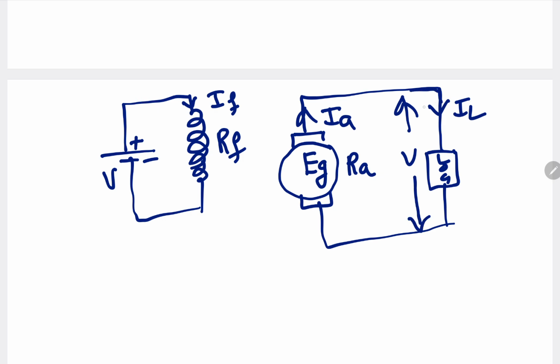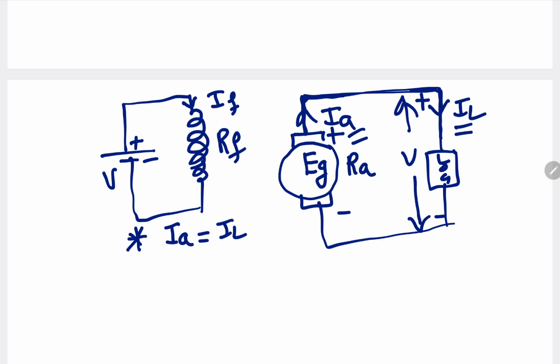As current is entering at the top, I am treating this as positive and this as negative. And current is leaving here, so I am treating this as positive and this as negative. Now I want to develop the relation between Ia and IL. As the armature and load are in series, there is no division of current here, so the first equation is Ia equal to IL: armature current is equal to load current.